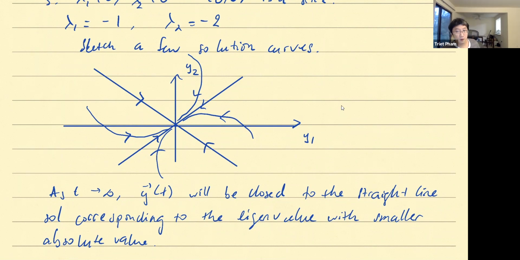Okay. So again, the goal is to classify the equilibrium and then to sketch a few solution curves. Very much like the one-dimensional case, we do that too. But here, we have more complexities.